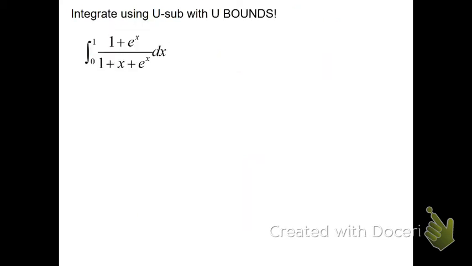Okay, now, what do you do when there are bounds? Well, you could treat this the same exact way and do just what we did on the last problem, and then at the end plug in a 1 and a 0. But they get you on the AP exam because sometimes they don't ask you to solve it, they just ask you to set it up.